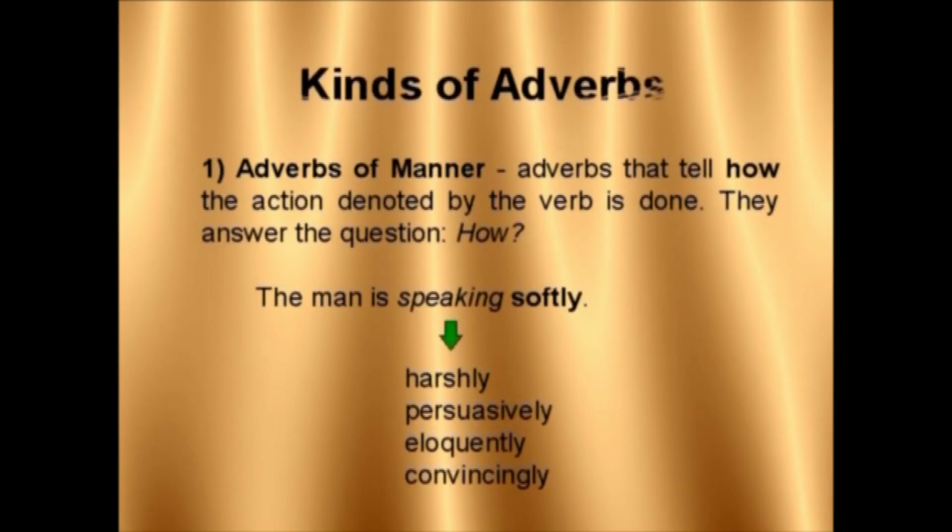The kinds of adverbs. 1. Adverbs of manner. Adverbs that tell how the action denoted by the verb is done. They answer the question, how? For example, listen to this sentence. The man is speaking softly. How is the man speaking? Softly. So softly is an adverb of manner. Other adverbs that you can use to describe his manner of speaking are harshly, persuasively, eloquently, and convincingly.